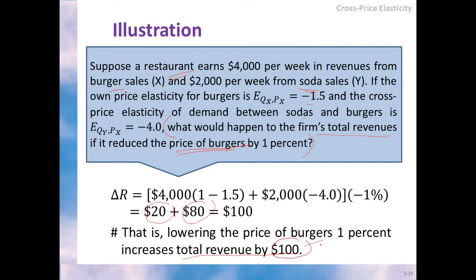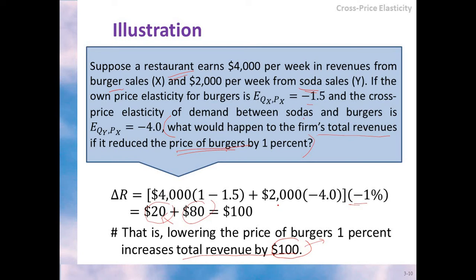How do we get this 100? This 20 is the rise in revenue from the burger, and this one is the rise of revenue because of the interaction with the soda just now, the cross price.